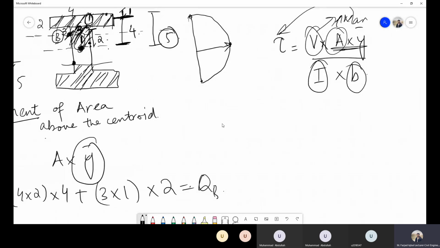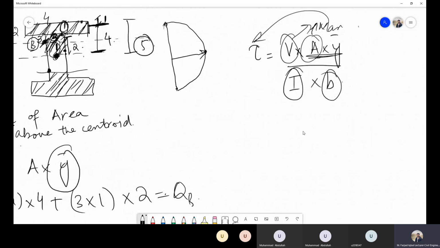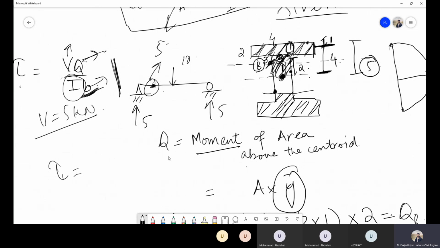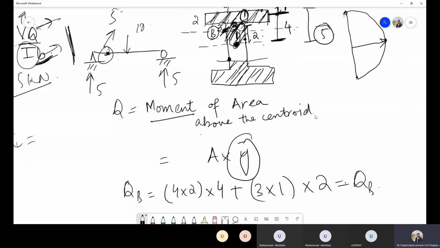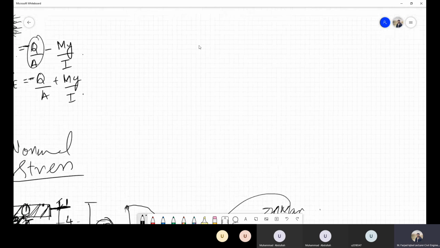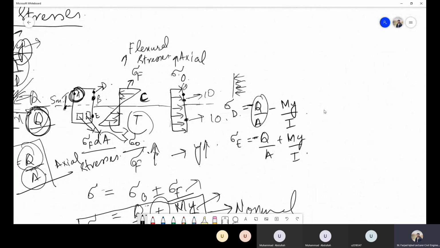Actually, I am not going into the derivation of this shear stress formula because that is not in the scope of this course. So I'm just letting you know how to apply this particular formula, and finally you will get the stresses. These things will get clear once we solve one example problem. Okay, any question about these combined stresses?